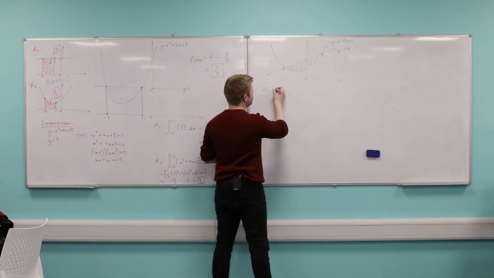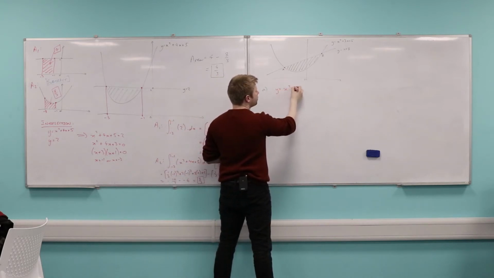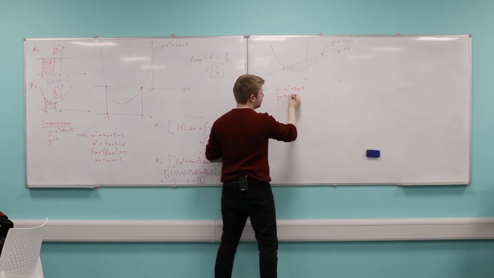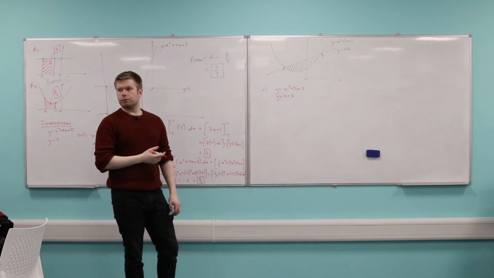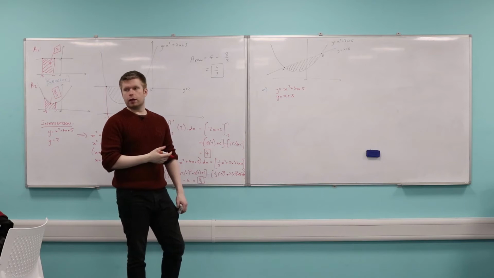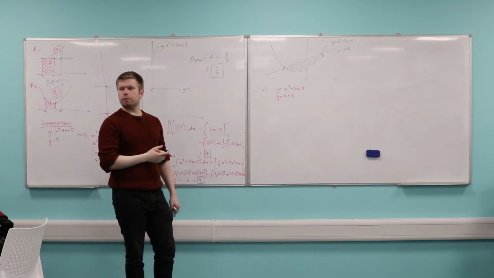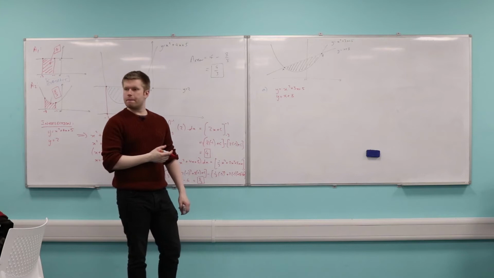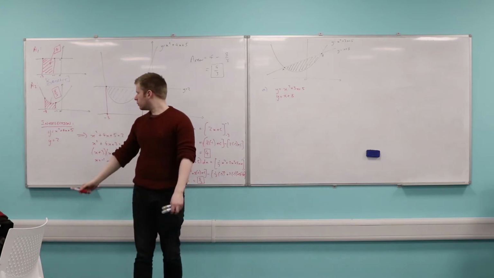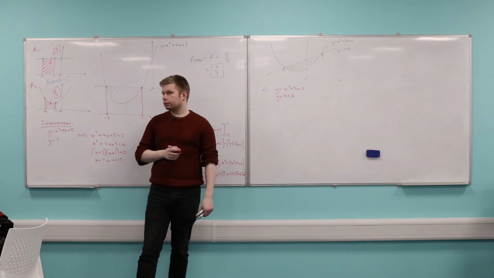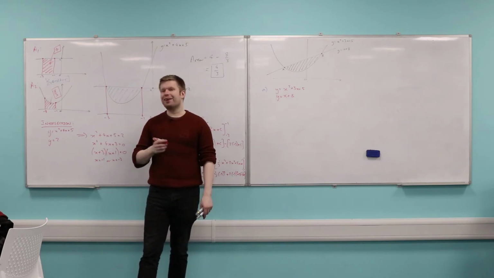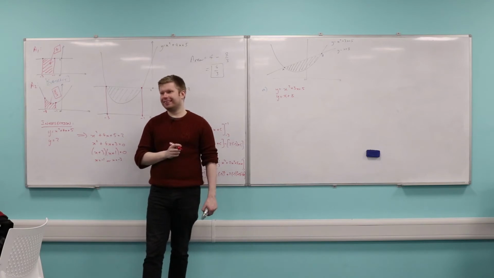So we've got a curve, y equals x squared plus 3x plus 5. We've got the line y equals x plus 8. How do we find the intersection points of a curve and a line? York, how do we find the intersection points of a curve and a line? What do we do over here? How do we find the intersection points of a curve and a line? Tell me. I can't see it. Tell me.